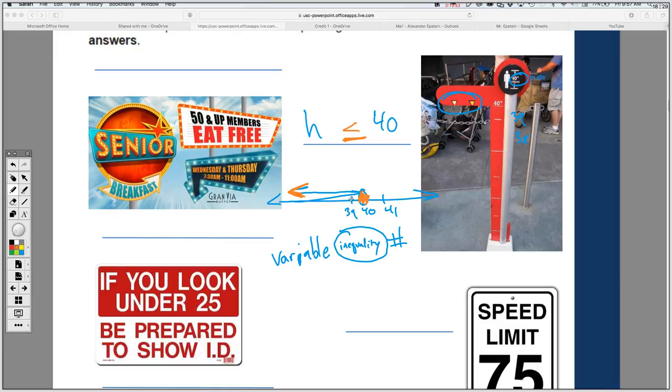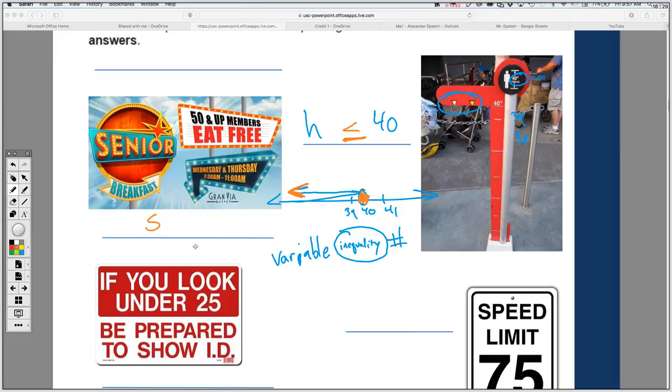All right, so let's look at this one and do it together. What's your variable you want to pick? So it says senior breakfast, 50 and up members eat free Wednesday and Thursday, 7:30 to 11. Which one do you think we're going to say? What's your variable? S for what? Okay. So we can S for seniors. It really is up to you on the variable. This one has a lot of things. You could have put F for free. Okay, for senior, what number? 50. So we have the 50 right there.